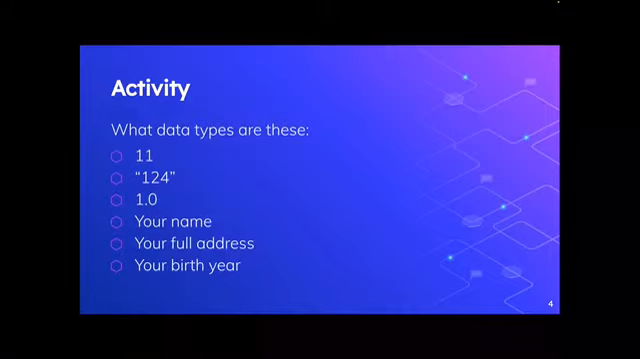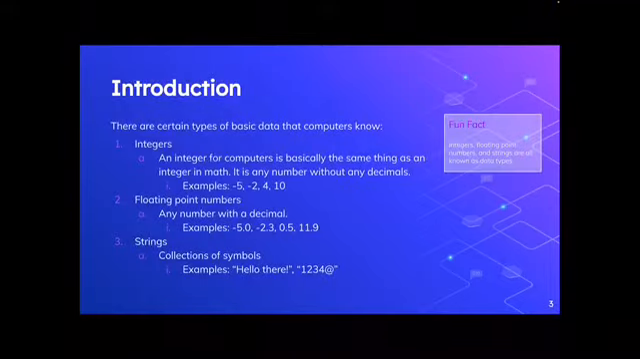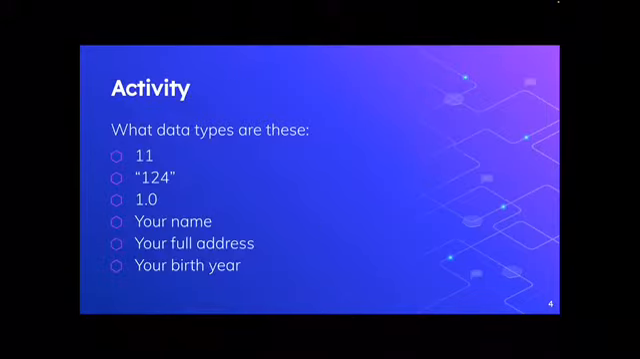The second one is a string. We can tell because it's wrapped in quotation marks. When we use quotation marks, that is to refer to a string. So "124" would be a string. Even though 124 is a number, because it's wrapped in quotation marks, it's actually a string. You can see that on the last slide too. Both of those examples were wrapped in quotation marks.